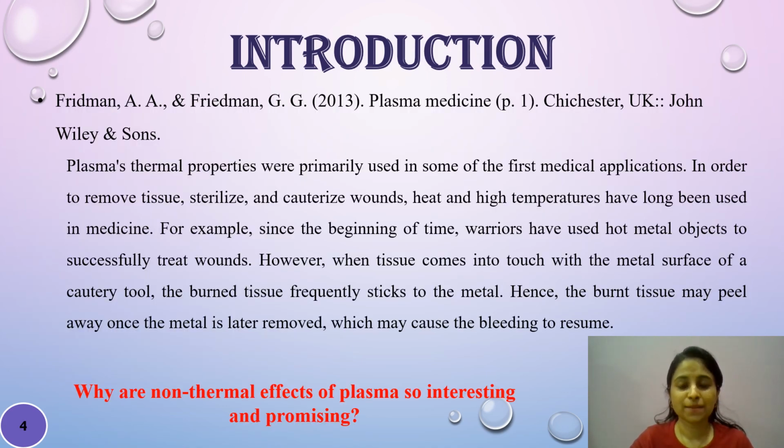According to Friedman and Friedman, plasma's thermal properties were primarily used in some of the first medical applications. In order to remove tissue, sterilize and cauterize wounds, heat and high temperatures have long been used in medicine. For example, since the beginning of time, warriors have used hot metal objects to successfully treat wounds. However, when tissue comes into touch with the metal surface of a cautery tool, the burnt tissue frequently sticks to the metal. Hence, the burnt tissue may peel away once the metal is later removed, which may cause the bleeding to resume.